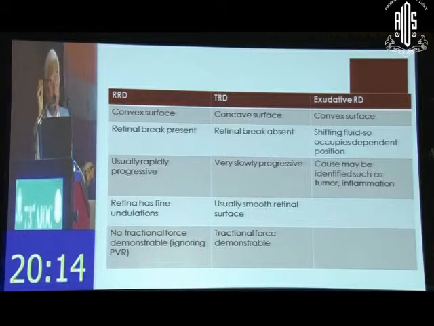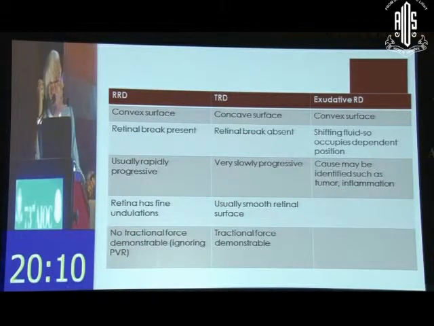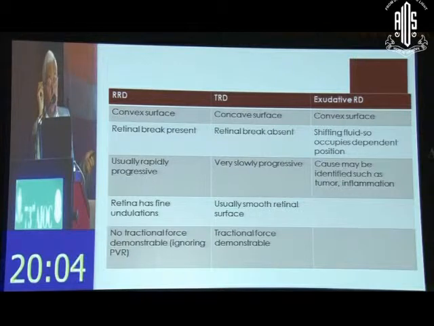And tractional force is demonstrable. You can see the pre-retinal fibrosis which is pulling the retina. An exudative RD again has a convex surface similar to a rhegmatogenous detachment. As I said, shifting fluid could be very important.